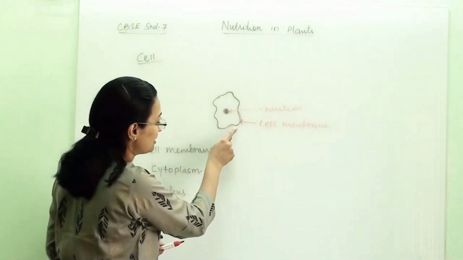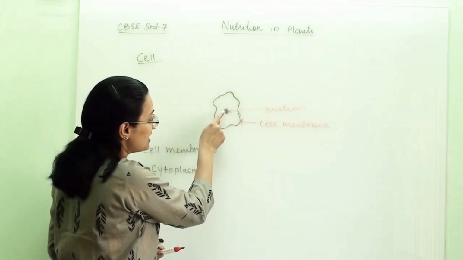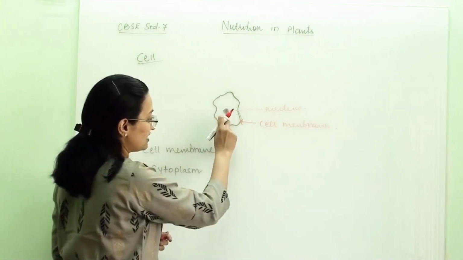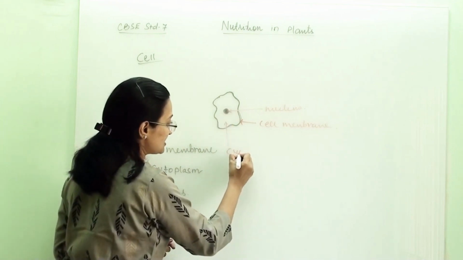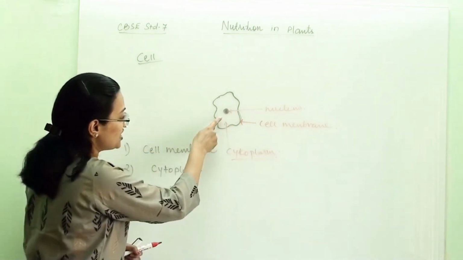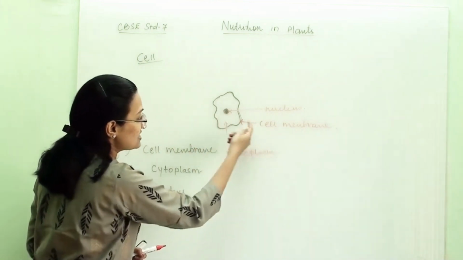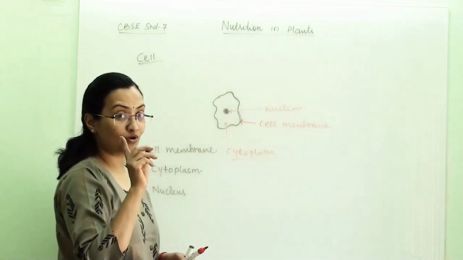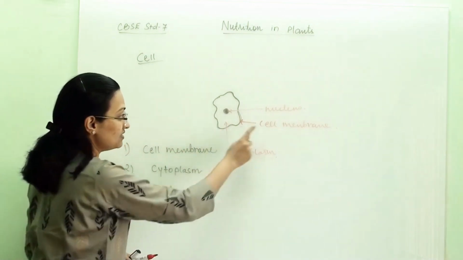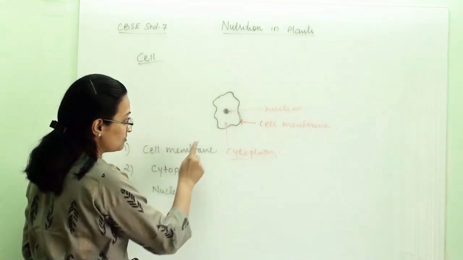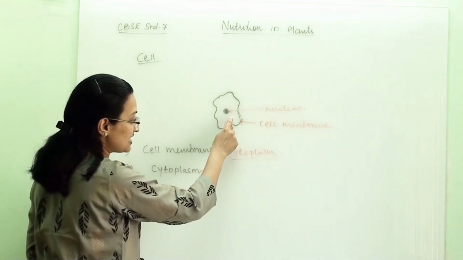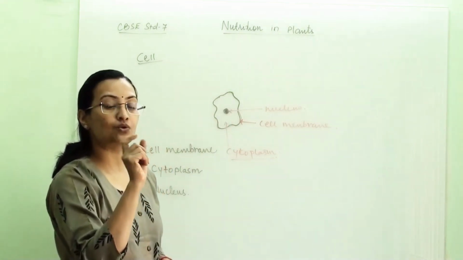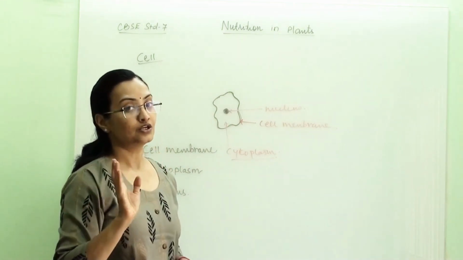Now in between the cell membrane and nucleus, there will be a jelly-like substance in which the nucleus is there. That is termed as cytoplasm. This jelly-like substance present within the cell membrane is termed as cytoplasm. So there are three parts of one cell: cell membrane, the outer boundary; cytoplasm, a jelly-like substance within the cell in which the nucleus is present; and the spherical, centrally located structure known as nucleus.